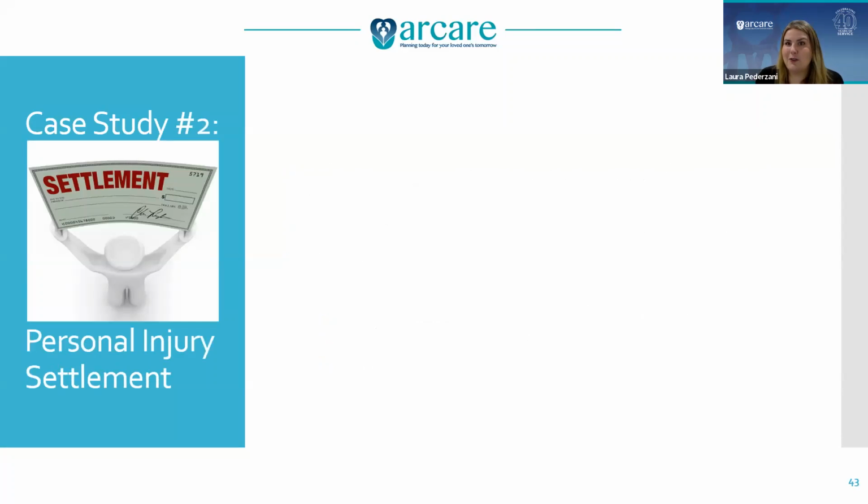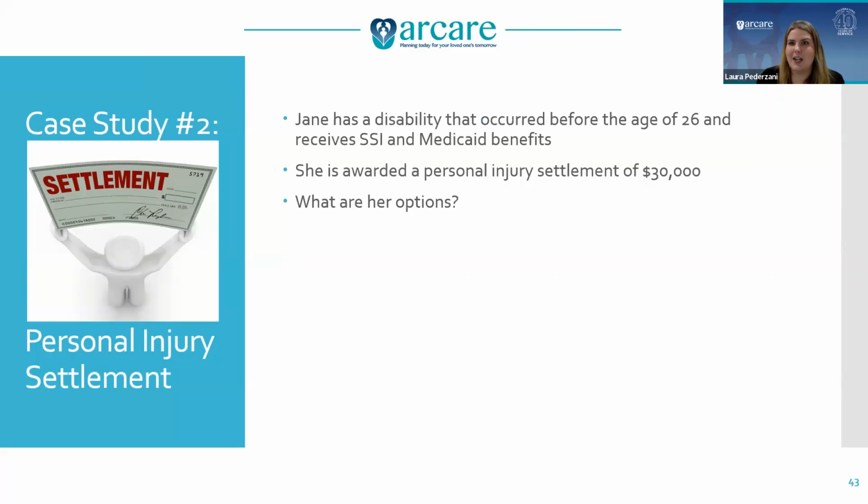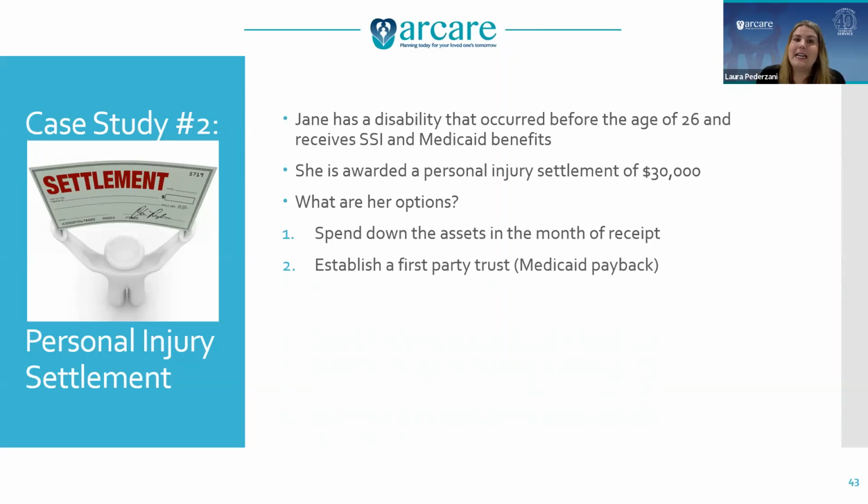So let's talk about another situation, a personal injury settlement. Jane has a disability that occurred before age 26 and receives SSI and Medicaid benefits. She's awarded a personal injury settlement of $30,000. What are her options? So again, she can spend down, while that's probably not advised, to spend $30,000 in 1 month. It is an option. She can establish a first party trust.